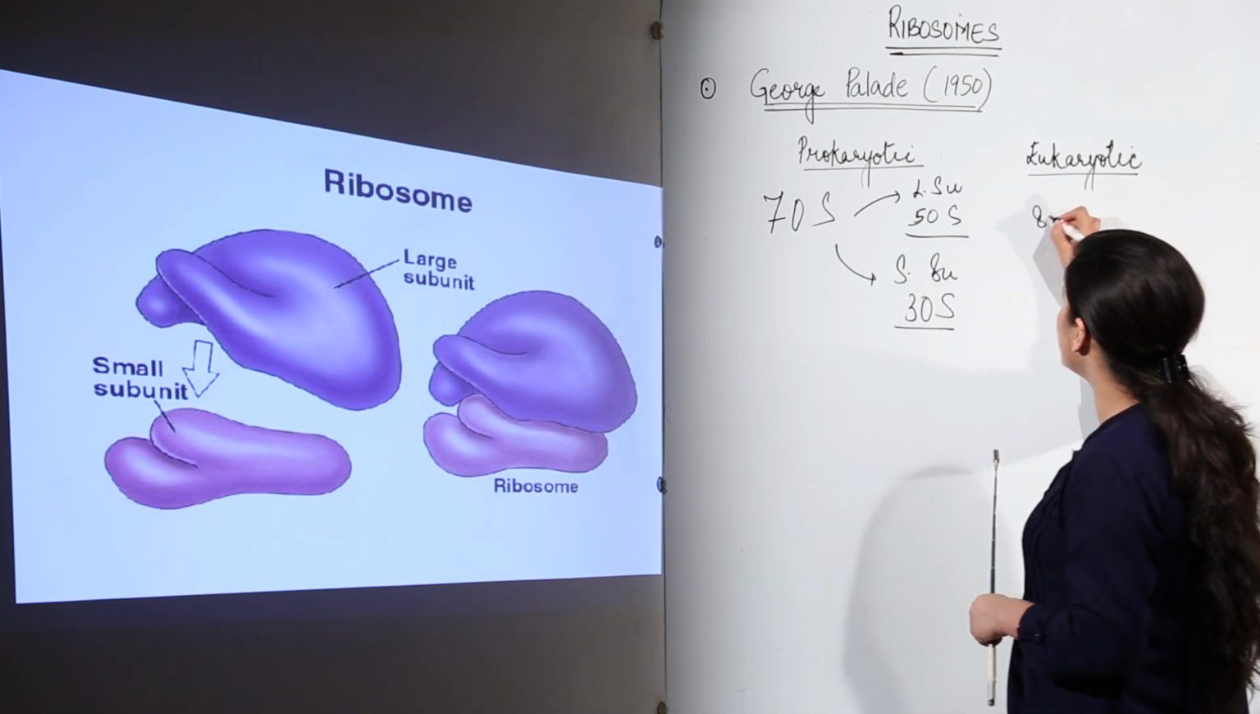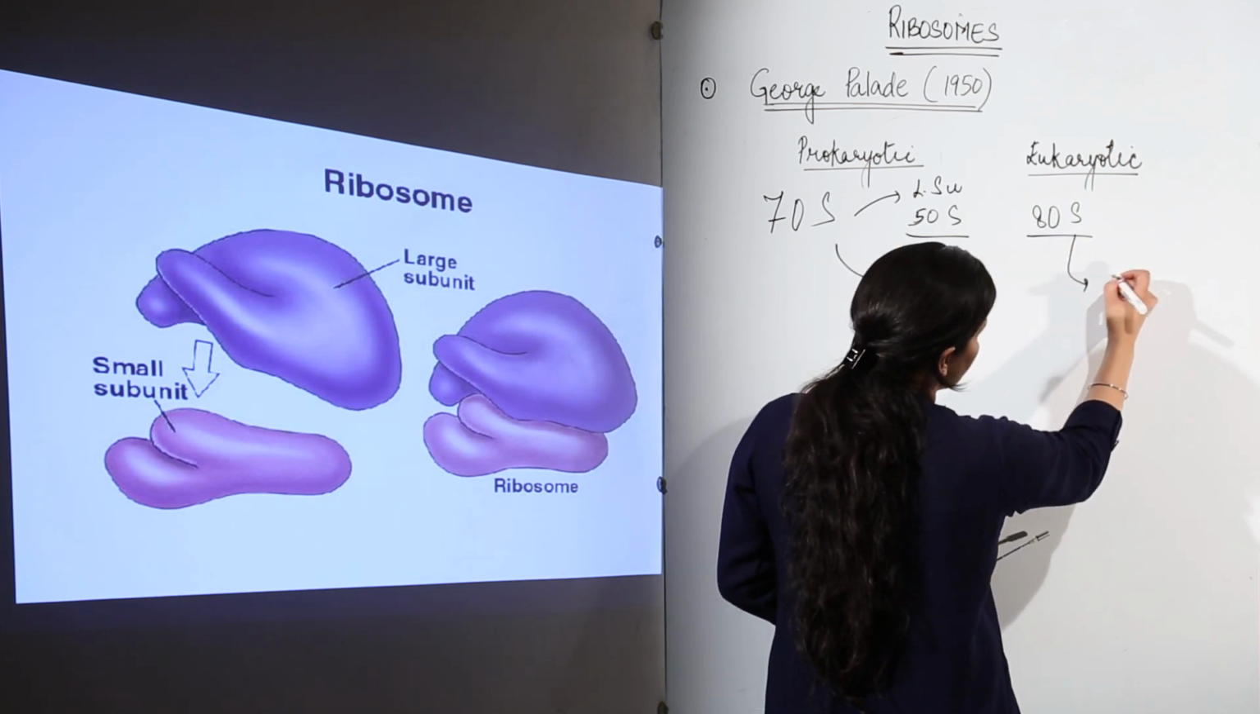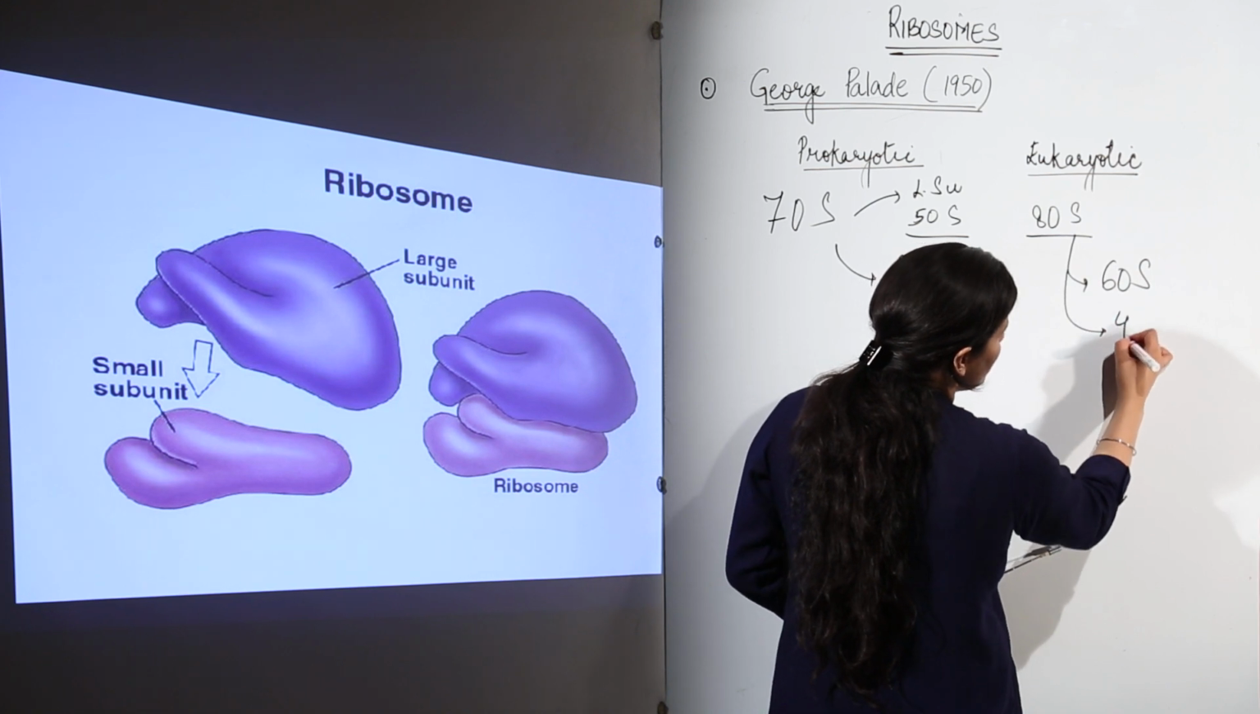As in the case of eukaryotic cells, you would see that the ribosome is 80S, where the large subunit would be 60S and the smaller subunit would be 40S.